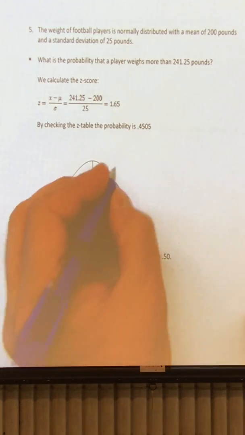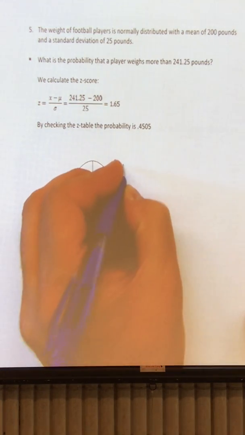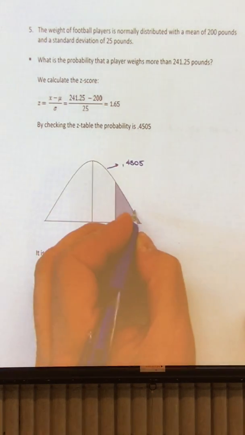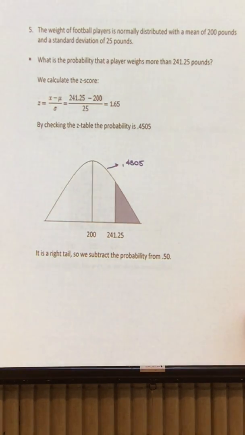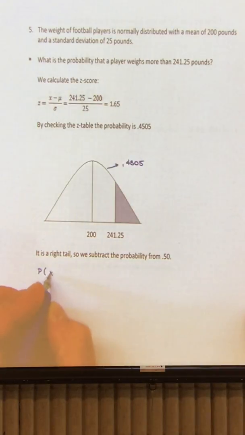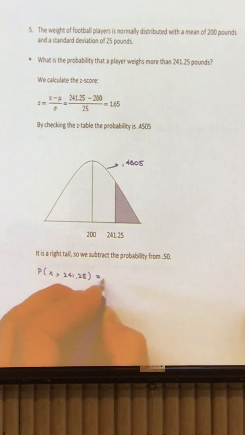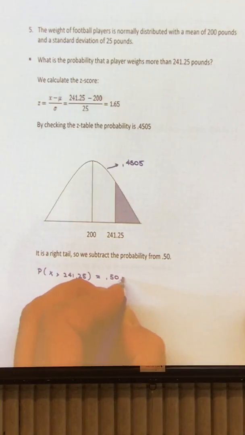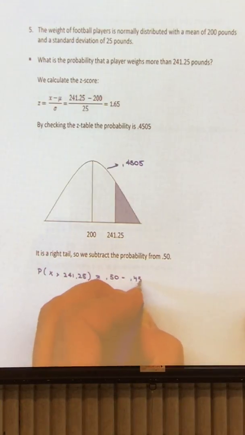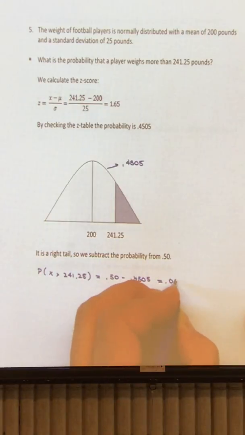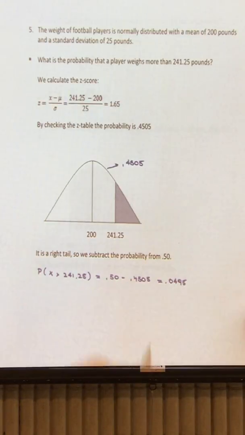So this probability will be 0.4505, but we have a tail, so we have to subtract the probability from 0.5. So probability x to be greater than 241.25 will be 0.5 minus 0.4505, which is 0.0495.